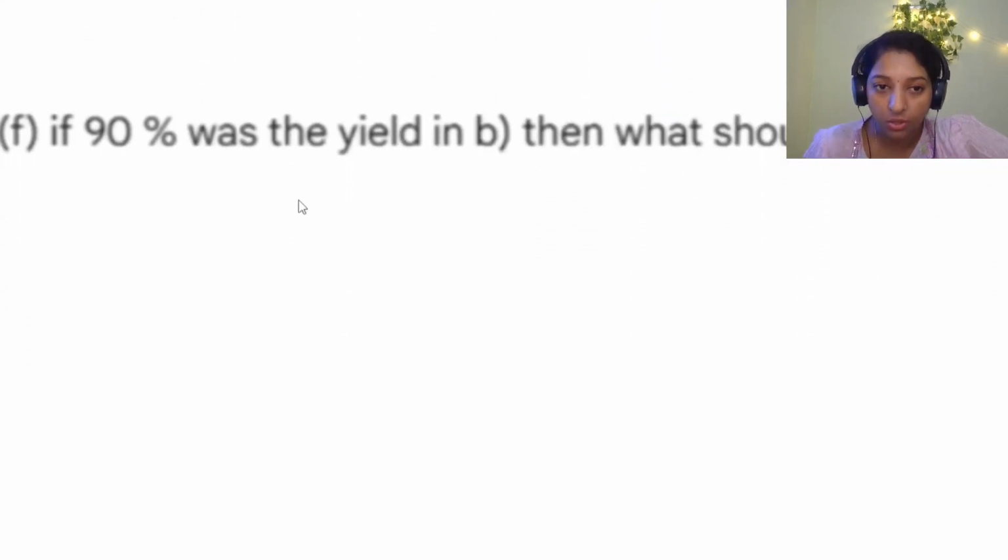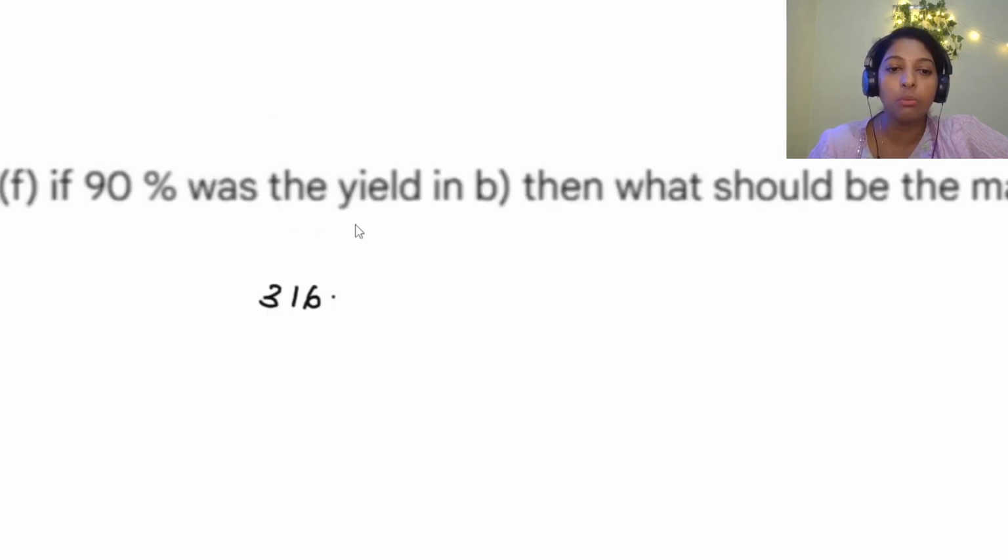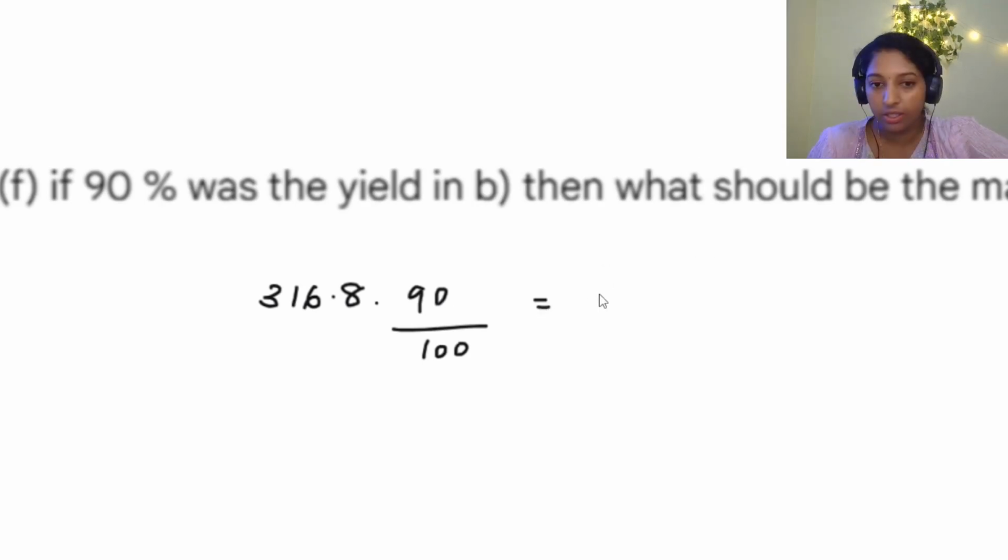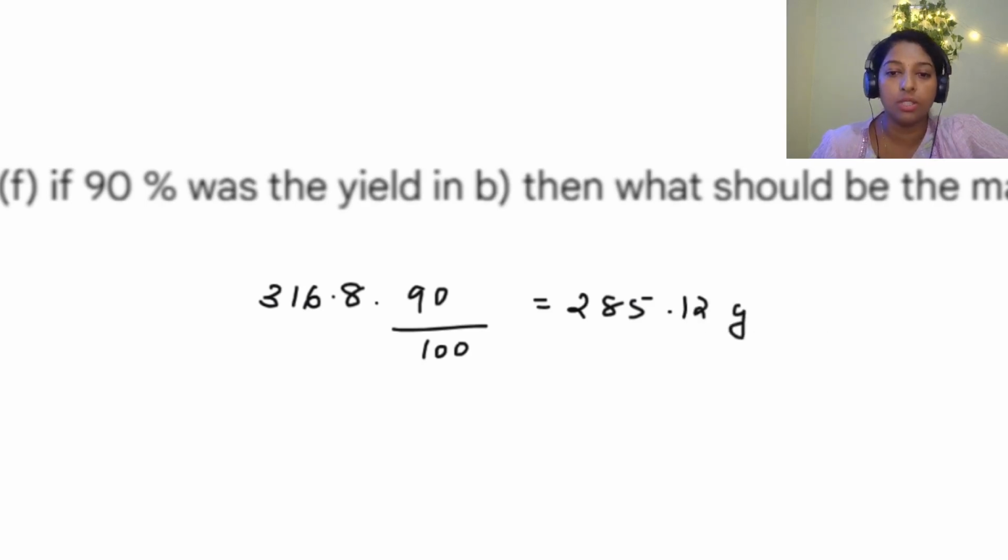If 90% was the yield in B, then what should be the mass of product? Okay, so it's just another way of asking the question. From the percentage yield, if you are expecting 100%, you will get 316.8. So if we got only 90% of the product, then take 90% of this one. Is that the actual amount? Yes, that will be the actual amount. I think it is 285.12 grams of CO2.